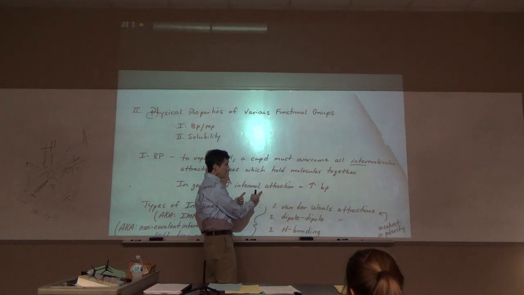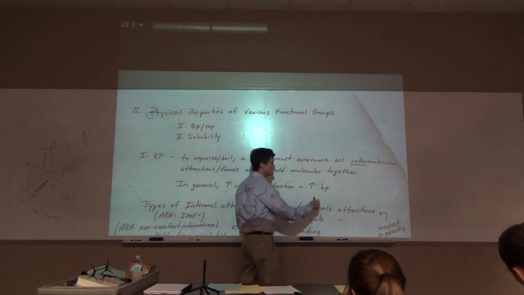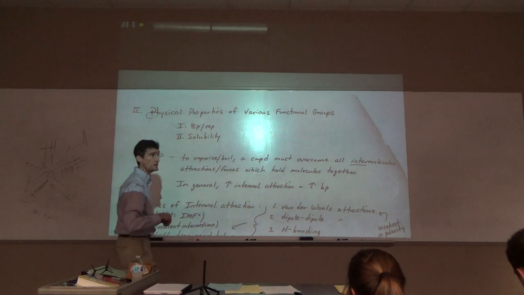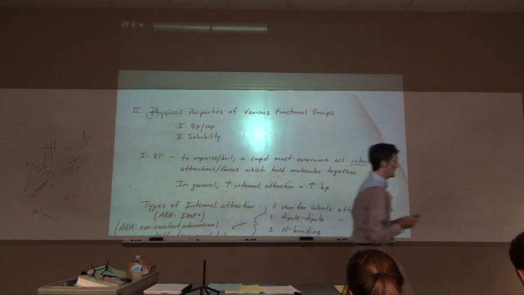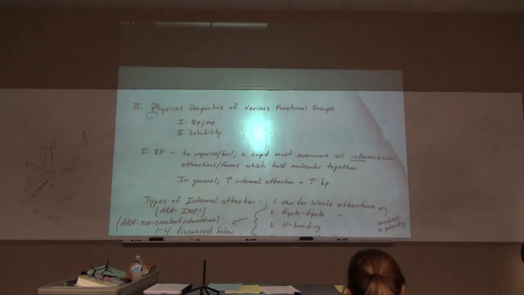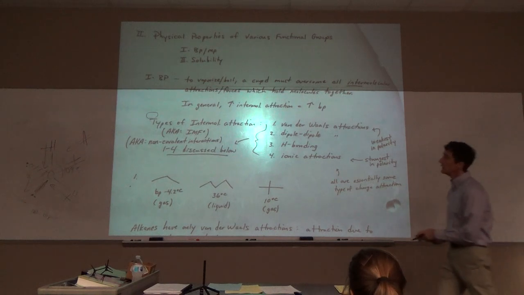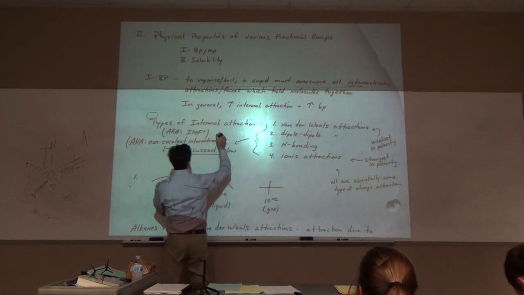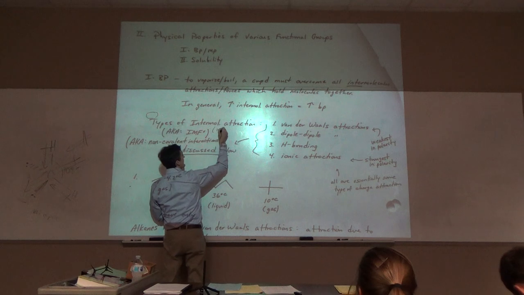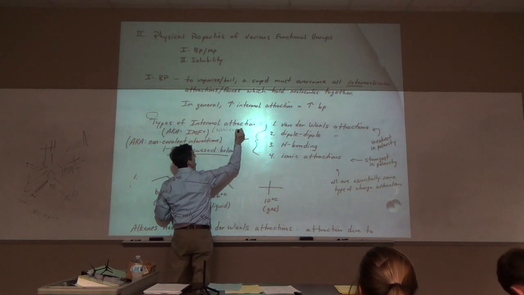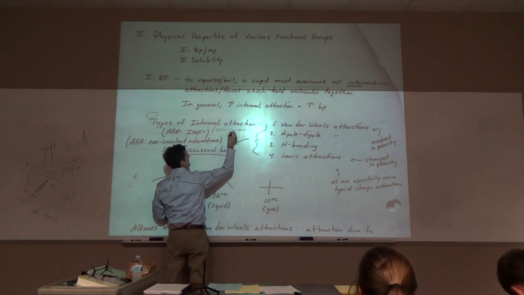Because if we've got a lot of intermolecular attraction, we have to put in a lot of heat before it's going to boil. It takes a lot of energy to break those attractions. What type of attractions are possible? That is a good term that I don't think is listed here. We're looking at non-covalent interactions, right?